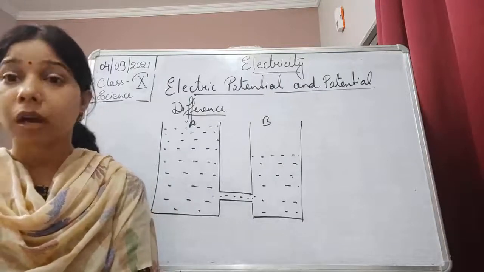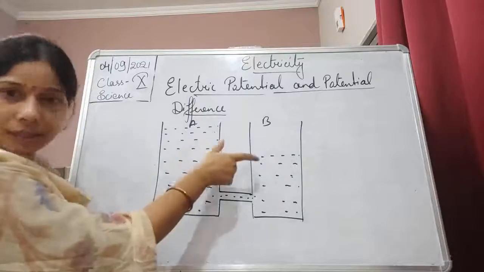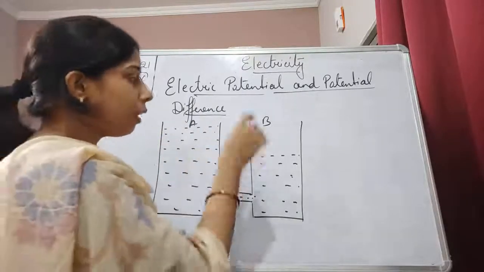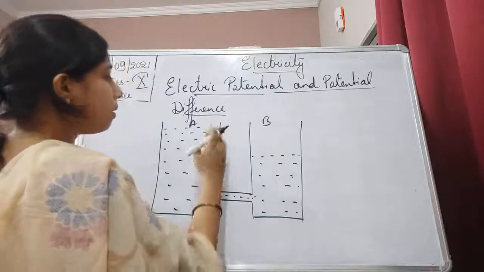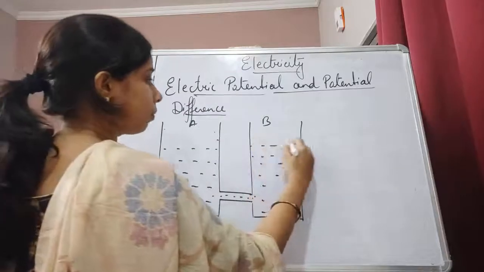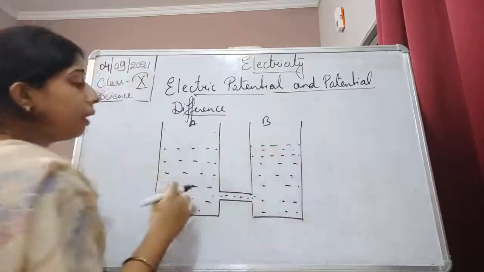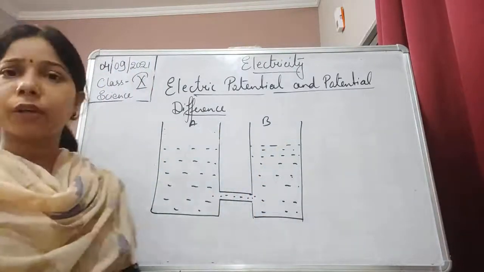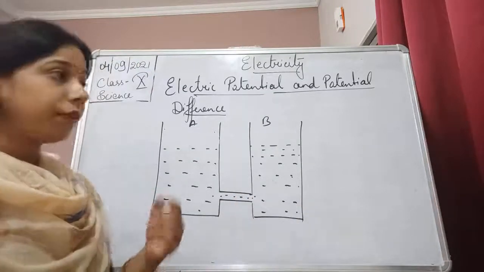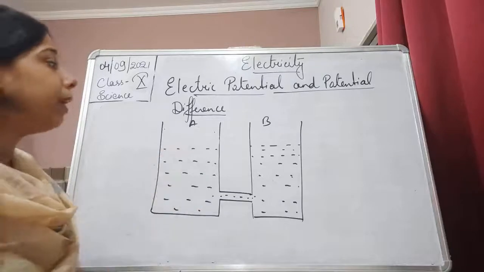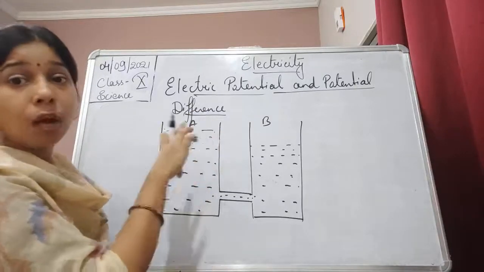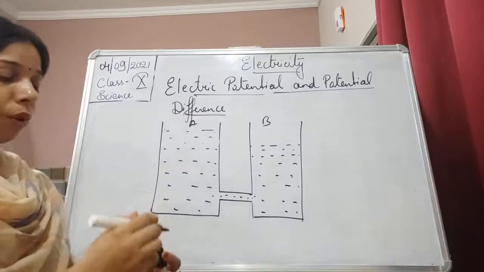Why does this movement occur, students? It occurs because there is a difference. What happens if there is no difference? If the water continues to flow and both of them become equal in level, in that case no flow of water will occur from A to B. So we can say that movement can be generated only when there is a difference in potential. So this is about a water tank, students.